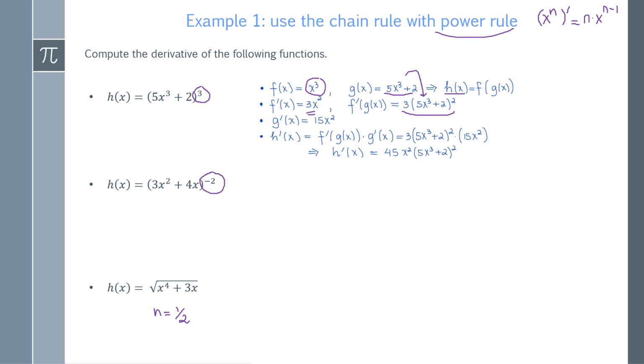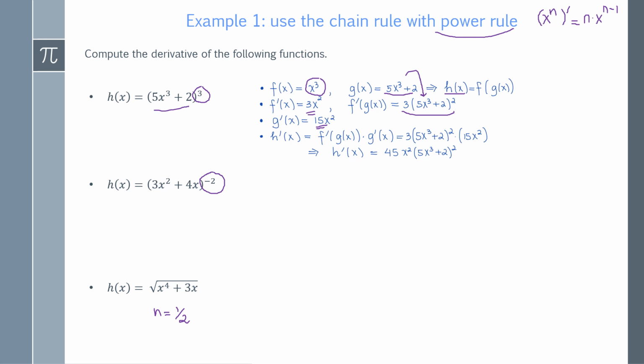Okay, next step is to take the derivative of the inside. My inside is 5x cubed plus 2. So the derivative of this, we know how to do that. That's just 15x squared, technically plus 0, but we can ignore that. Okay, so now we have all of our components to put it all together.